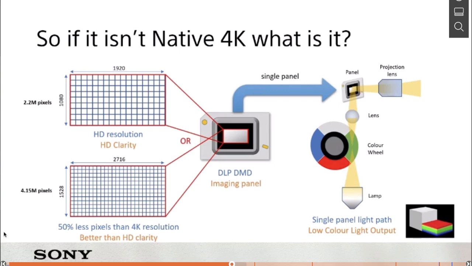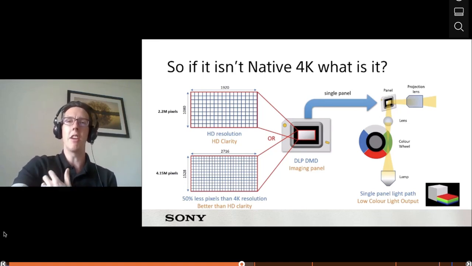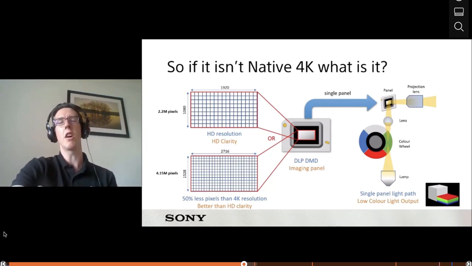These are usually for the lower budget models. But having a single panel requires the use of a color wheel to filter and generate the colors. And this results in a lower color light output compared to their white light output. This could impact the overall HDR quality, and the balance of the colors may not feel quite as natural as it would with a three panel system.